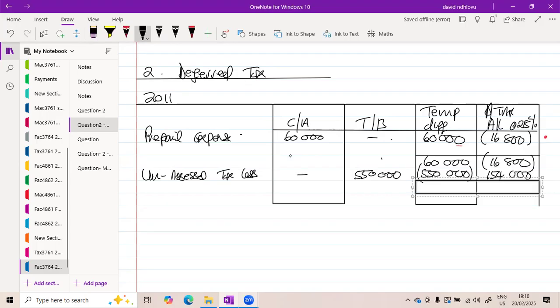Then you close the calculation for the prior year. So 60,000 plus 550,000 negative, then you are going to have 490,000 here. Multiplied by 0.28, you are going to have 137,200. Remember, here it's going to be negative. Here automatically it's going to be a positive amount. So this is your calculation in the year 2011.